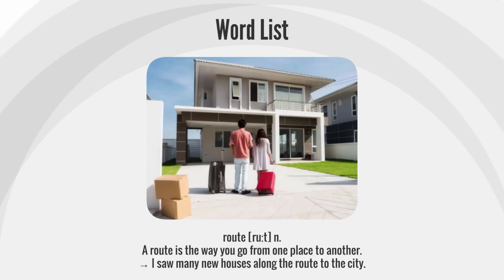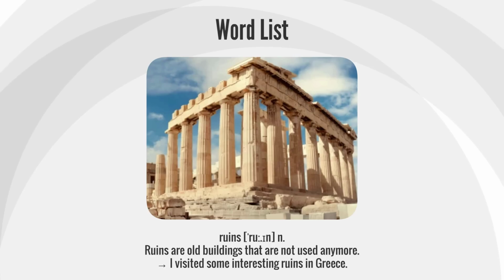Route. A route is the way you go from one place to another. I saw many new houses along the route to the city. Ruins. Ruins are old buildings that are not used anymore. I visited some interesting ruins in Greece.